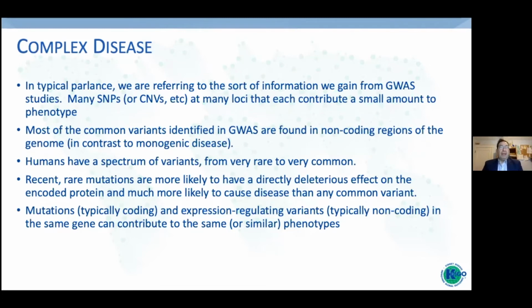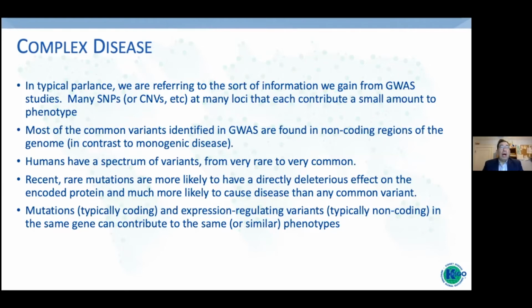So back to complex disease. In typical parlance, we're generally talking about the sort of information that we get from genome-wide association studies. Many SNPs or other sorts of variants at many different loci each contribute a small amount to the phenotype of interest. It turns out that most of the common variants identified in most genome-wide association studies are found in the non-coding regions of the genome, in contrast to most monogenic disease.